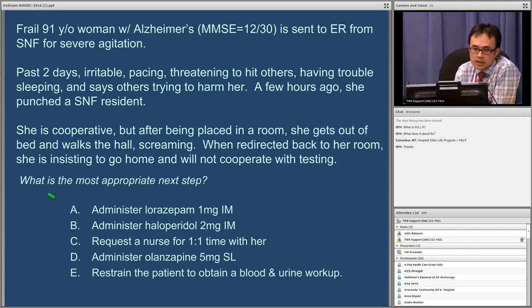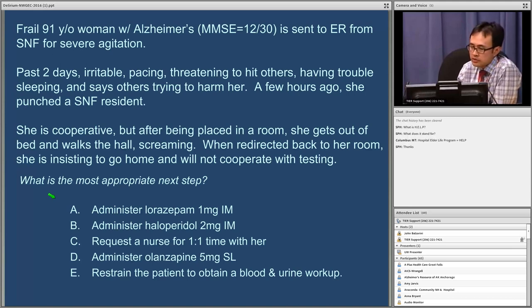Another question. You have a frail 91-year-old woman who has Alzheimer's dementia. Her mental status score is 12 out of 30. She is sent to the emergency room from the nursing home for severe agitation. In the past 2 days, she's been very irritable. She's pacing, and now she's threatening to hit others, particularly the other residents in the nursing home. She's having trouble sleeping and says others are trying to harm her, evidence of paranoia. A few hours ago, unfortunately, she punched another resident in the nursing home. That's why she's been sent to the emergency room.